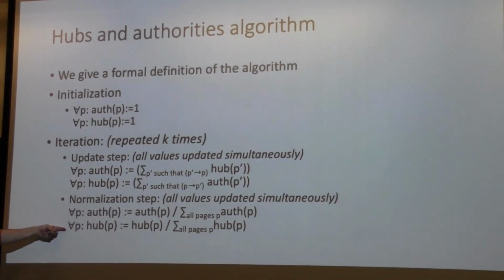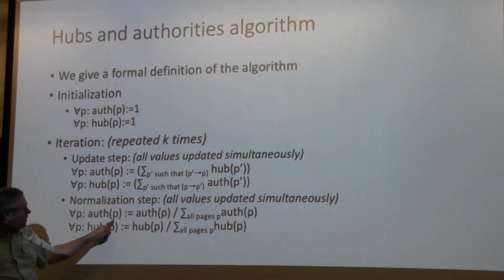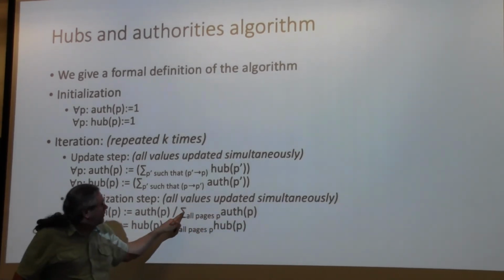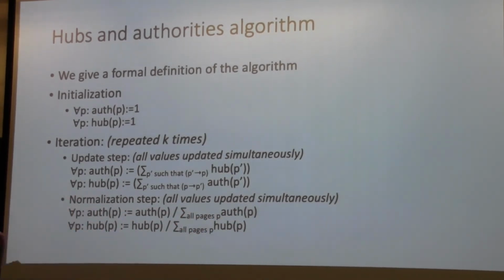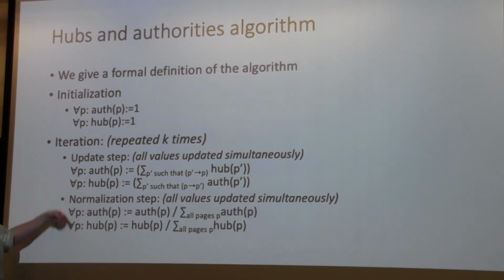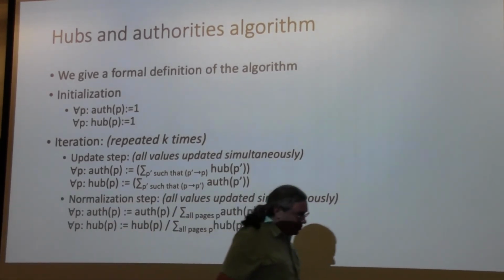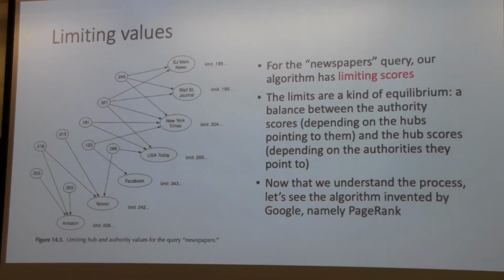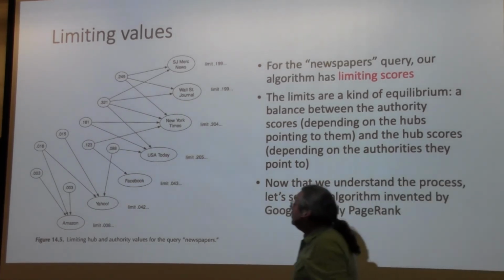And then you have a normalization step. You take authority is equal to authority divided by the sum of all authorities. So this makes it so the sum is always 1, huh? And you do the same for the hub. And if you do that over and over, eventually it will converge. And for our example, the limiting values are here. Okay?